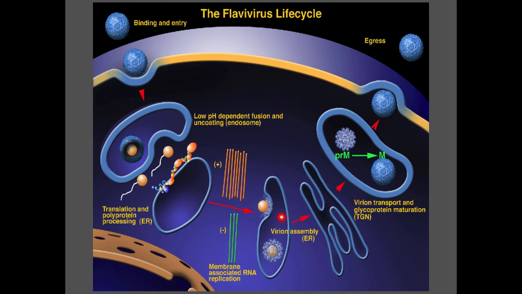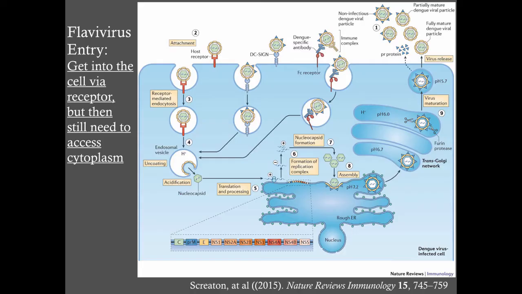They then get assembled in the ER. There's processing that takes place. Again, these are going to be cellular proteases that are involved, and then these are finally released from the surface. Another way of looking at this, basically exactly the same process. Here you have entry of the flavivirus virion, and then release after acidification takes place.